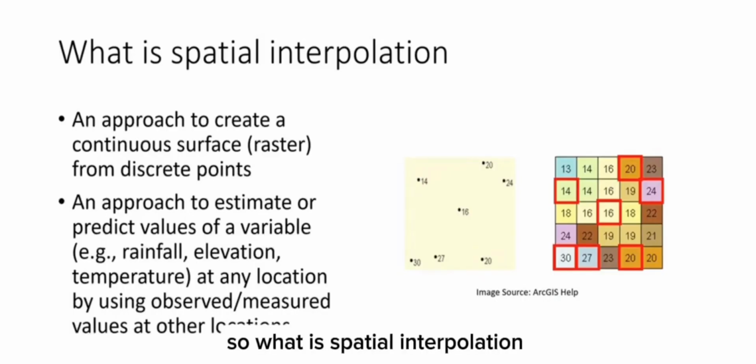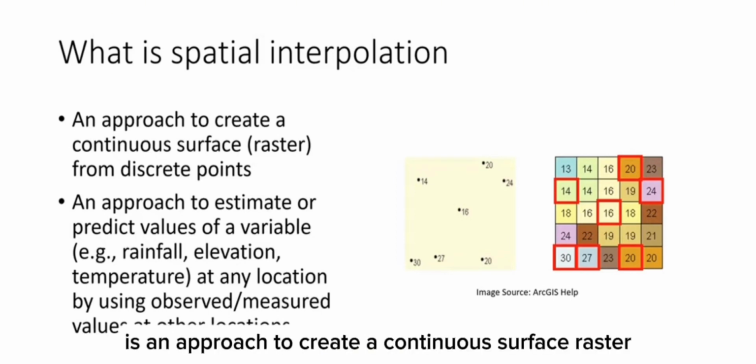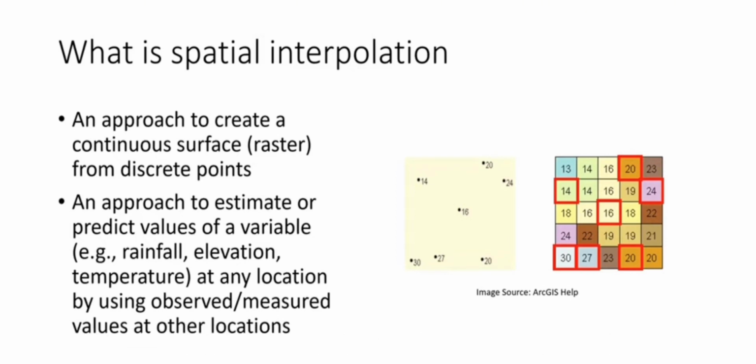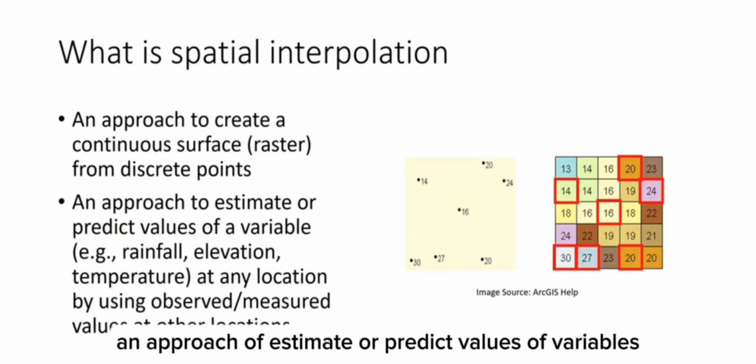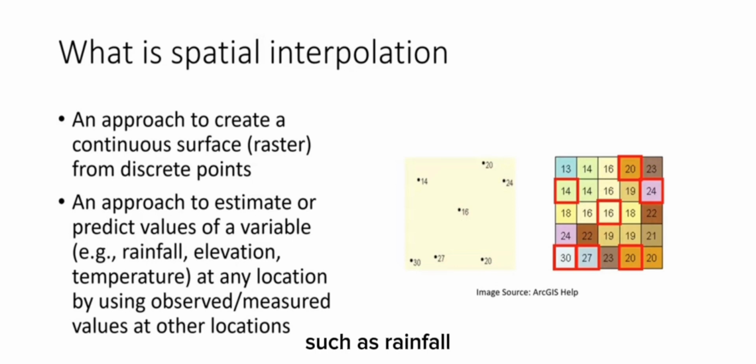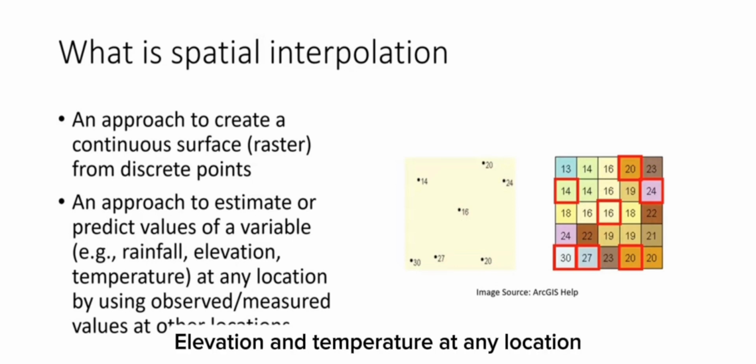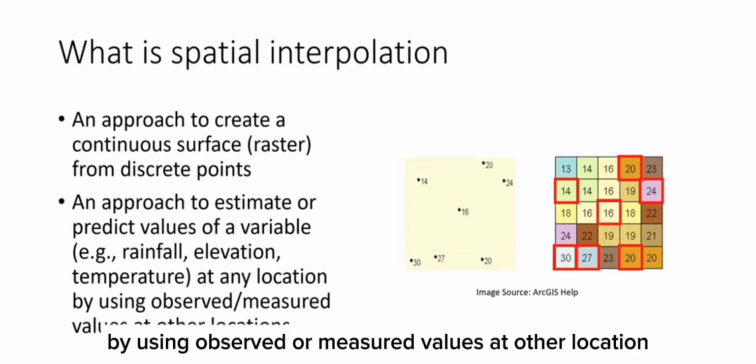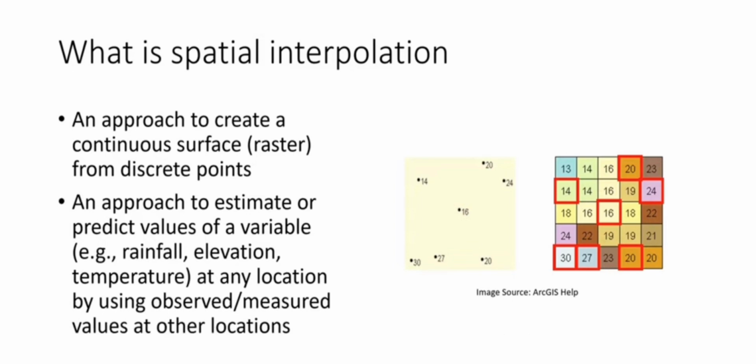So what is spatial interpolation? Spatial interpolation is an approach to create a continuous surface raster from discrete points. It is an approach to estimate or predict values of variables such as rainfall, elevation, and temperature at any location by using observed or measured values at other locations.